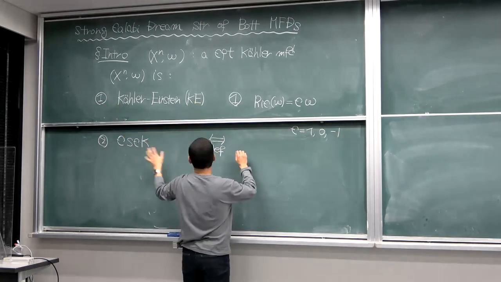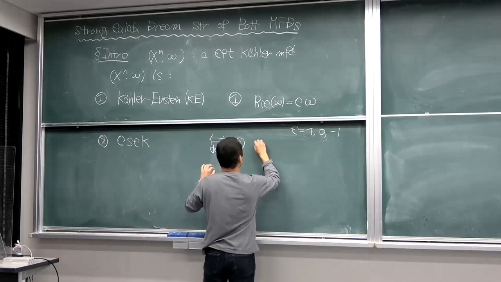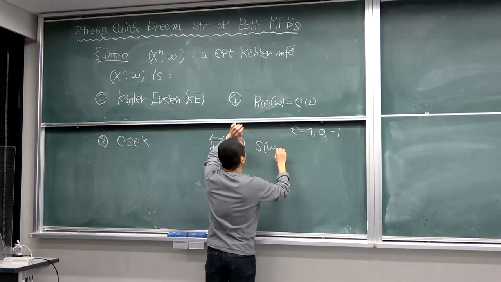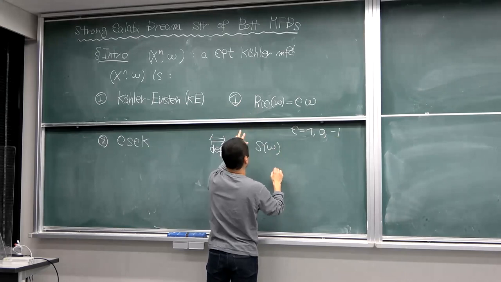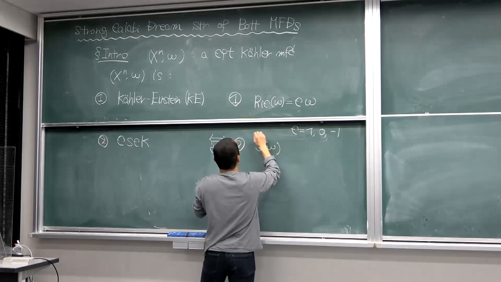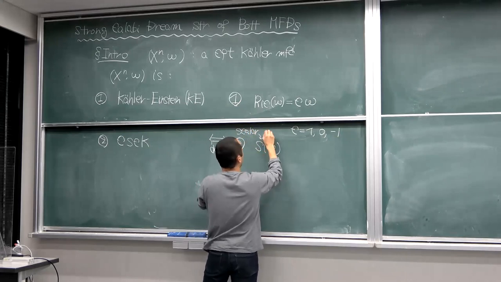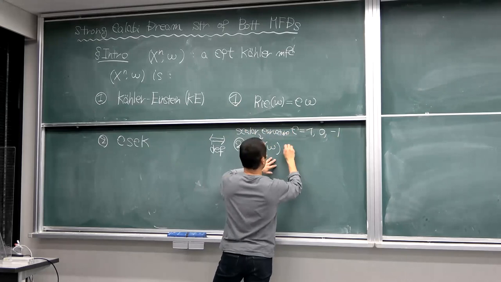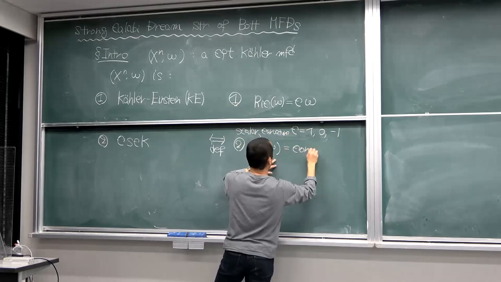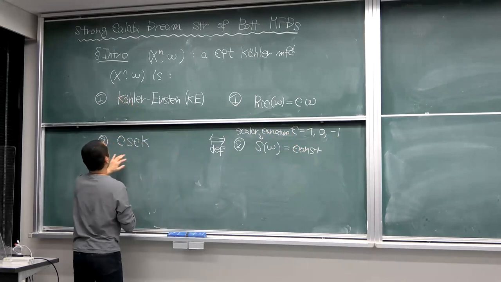The second type of metric is the one where the trace part of the curvature gives the scalar curvature, and this S omega denotes the scalar curvature. If this scalar curvature is constant, then we call such a compact Kähler manifold a CSCK manifold.